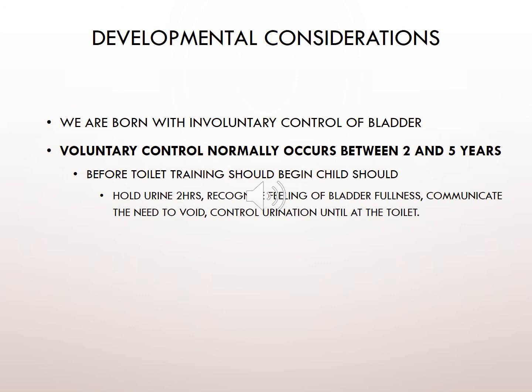They need to be able to recognize the feeling of bladder fullness, be able to communicate that need to void, and then control their urination until they get to the toilet. So, again, we are not automatically born with voluntary control, but it is something that we can learn, and the typical age for that is between 2 and 5.